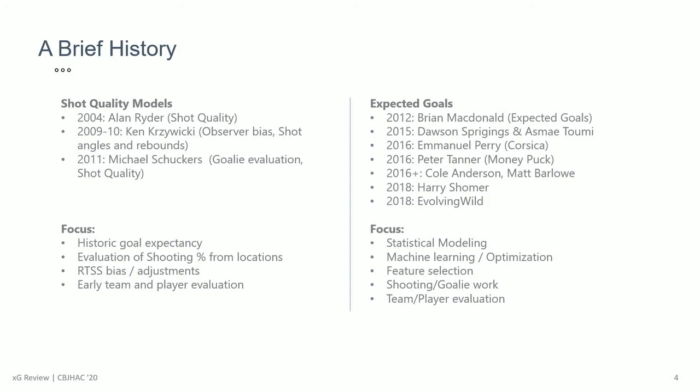And then on the right is the more modern era. Brian McDonald's paper from 2012 from Sloan, we consider, brought XG into the modern era. It was called expected goals in the title. After that, Dawson and Ozma's paper was what a lot of people point to now that showed XG is very predictive. After that, Manny, his model on Corsica, Peter Tanner on MoneyPuck, and then Cole, Matt, and Harry added additional things, and then we had a paper from 2018.